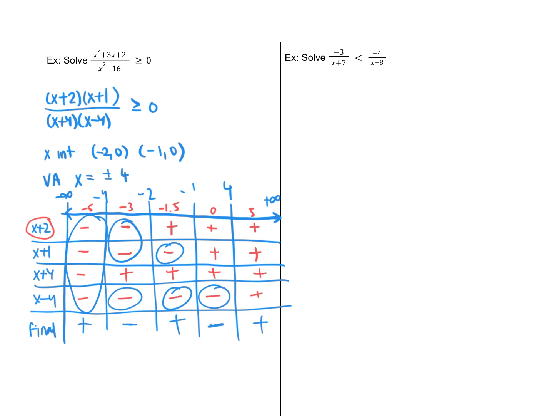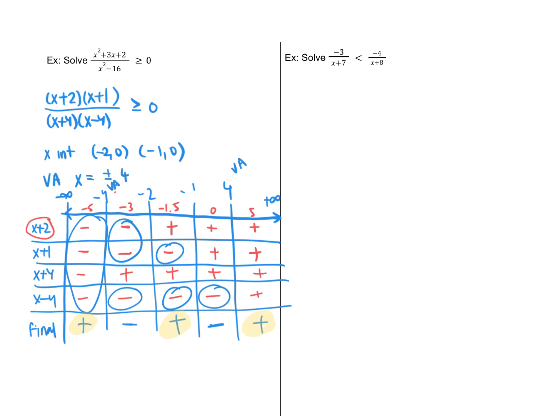And now we can look and see here, we want to be greater than or equal to 0. That's greater, that's greater, that's greater. In order to be equal to 0, I also need to include my x-intercepts. Now, a little note, 4 is a vertical asymptote, and so is -4.